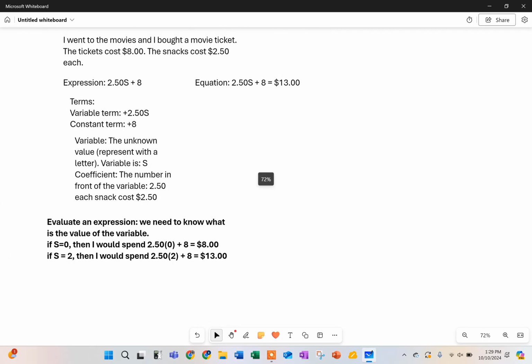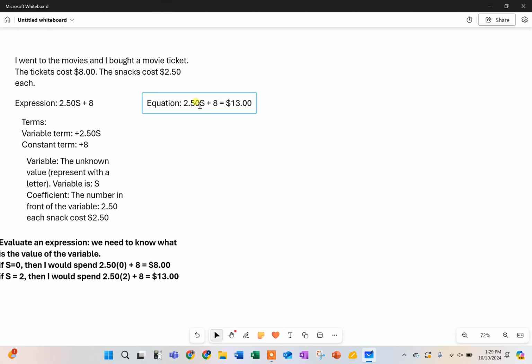If you are solving something, here we could solve an equation, what we would do is say, well, I spent $8 on the ticket. And so of that $13, I must have spent $5 on snacks. And then if each snack is $2.50, I would divide by 2.50. And I'd say that snacks equals 2. So I bought 2 snacks.